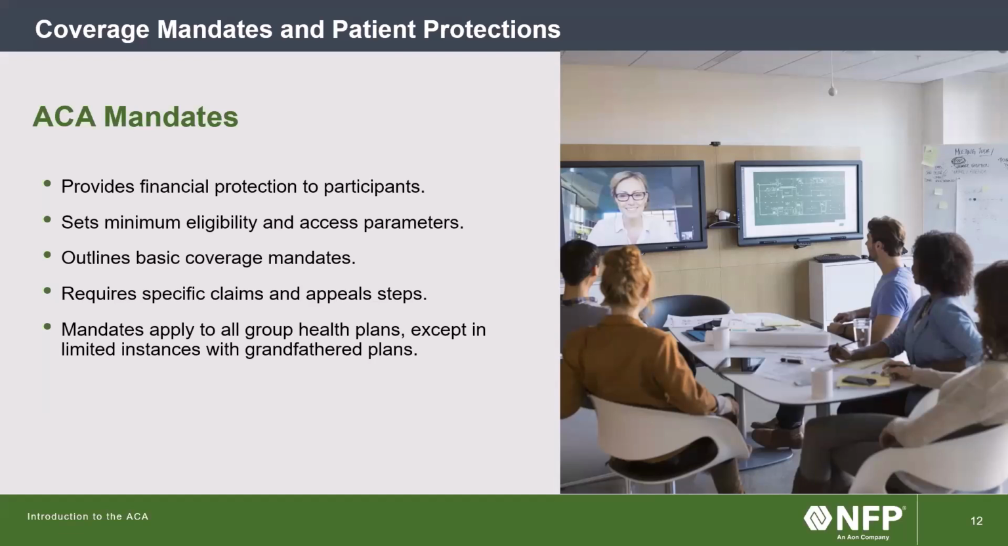The ACA gave us some basic coverage mandates that health plans need to cover. It gave us specific claims and appeals steps and processes that plans need to go through. And then it's important to understand that the mandates under the ACA, for our purposes today, are going to apply to all group health plans, except in some limited instances with grandfathered plans. And like Patrick just mentioned, with grandfathered plans, there may be a few of you on this call today who have grandfathered plans.